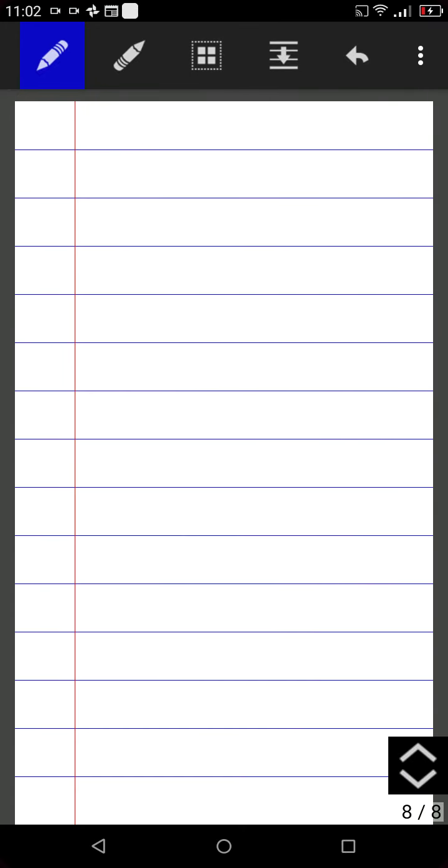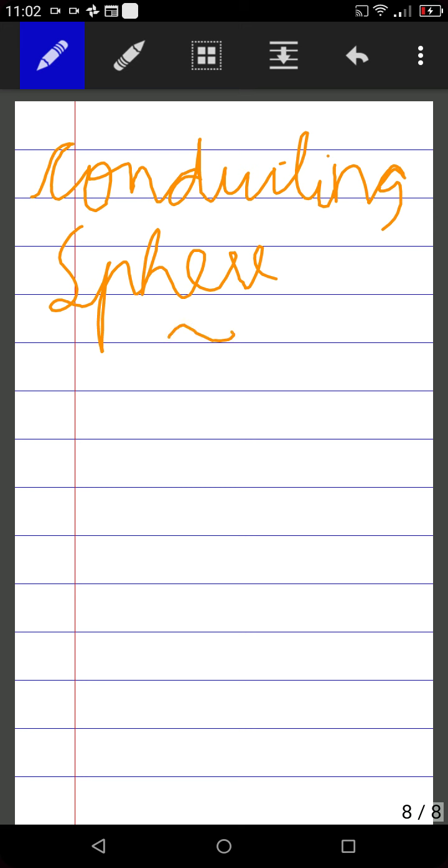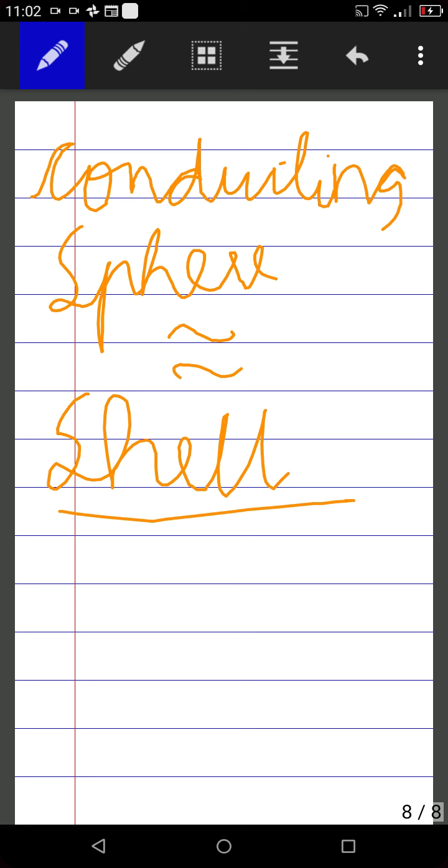One more point, even in the case of a conducting sphere, first I will tell you one thing. A conducting sphere is almost equal to a shell. In the case of a shell also, the charge is only at the surface. Even in a conducting sphere, the charge is only at the surface. So what we consider for a conducting sphere will be applicable to the shell. Now what we found: the electric field inside is equal to 0 and outside is equal to kQ by r square.